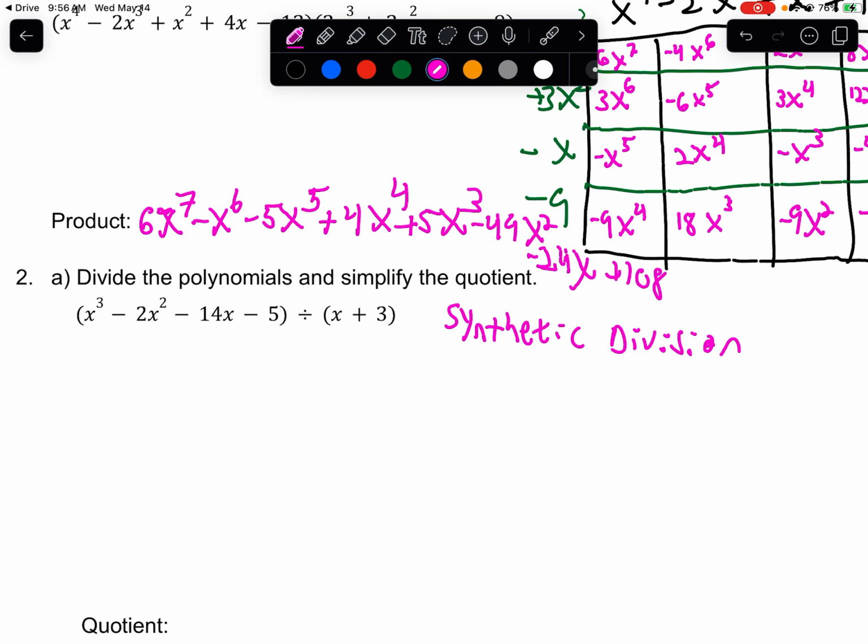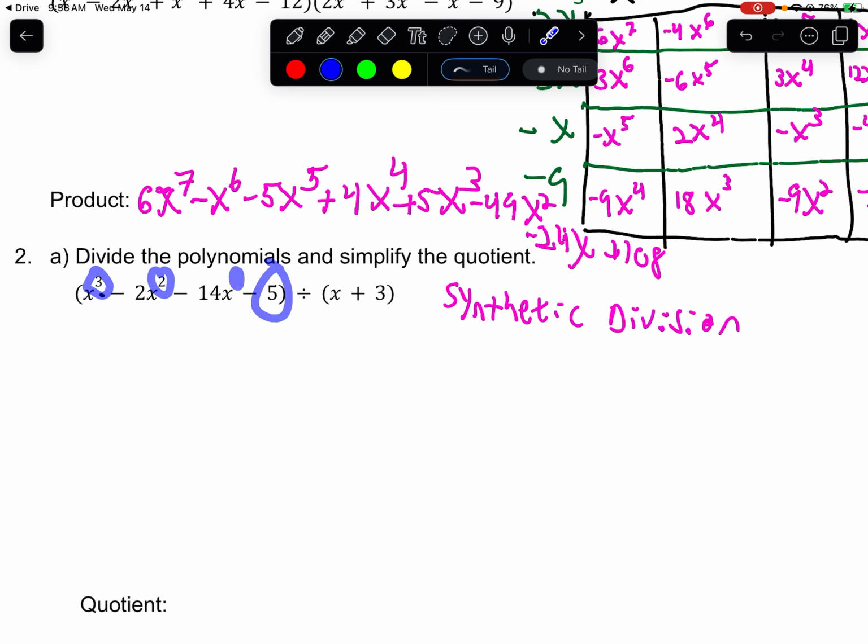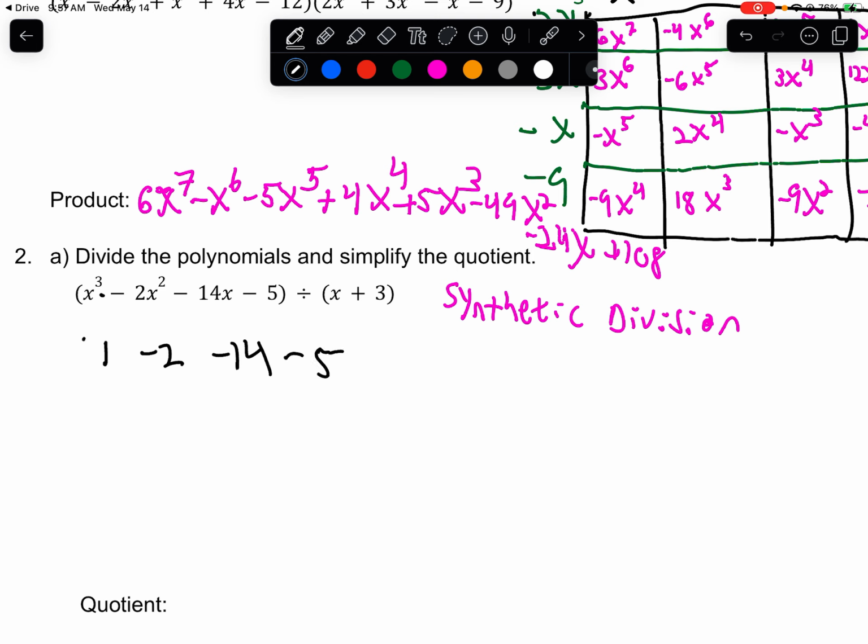I've already showed a couple students in my advanced algebra classes who came in for help, and they thought it was infinitely easier. First of all, you're going to make sure that all the exponents show up. That means if you have x to the third, you need x squared, x, and then a constant. If that's not showing up, you have to put a 0 in for that spot. Then you're just going to put the coefficients down. So what does that mean? The numbers in front of the variable. So we got a 1, a negative 2, a negative 14, and a negative 5. We do this just as a way of organizing.